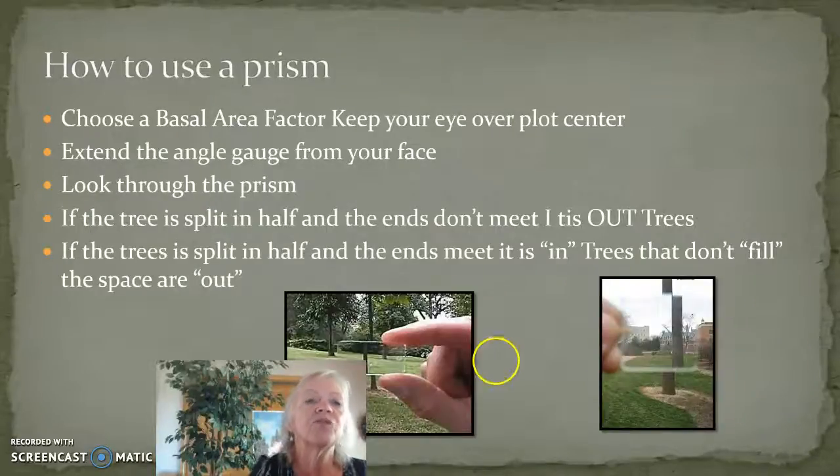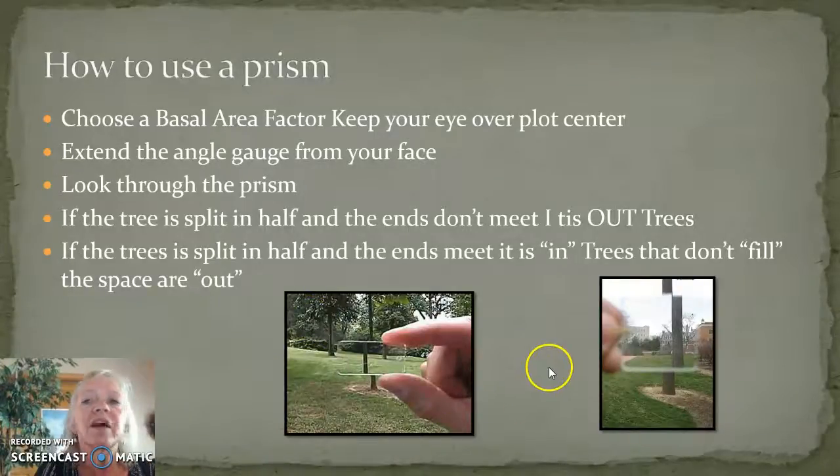The other thing we use for this is a prism, and that's what I used when I worked for the Forest Service in Minnesota. And again, you choose your basal area factor and keep your eye over the plot center, and then extend the prism from your face. When you look through the prism, the tree trunk is cut in half. If the tree is split in half and the ends don't meet, it's an out tree. If the tree is split in half and the ends do meet and touch each other, then it's in. So in and out. So easy. Angle gauge and prism, learn how to use both.